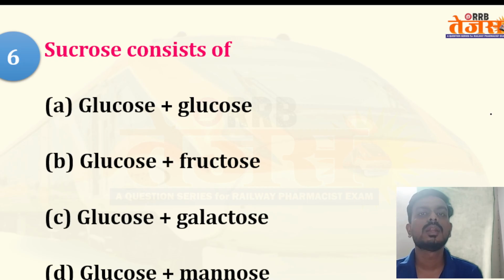Okay, next question. Sucrose consists of what? Glucose and fructose, glucose and galactose, or glucose and mannose? You have to remember the constituents of sucrose. Sucrose basically consists of GF. Remember sucrose as GF: glucose and fructose.